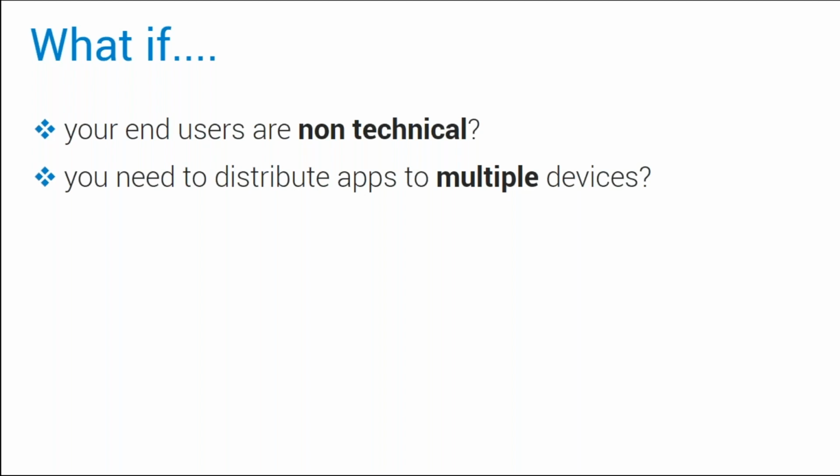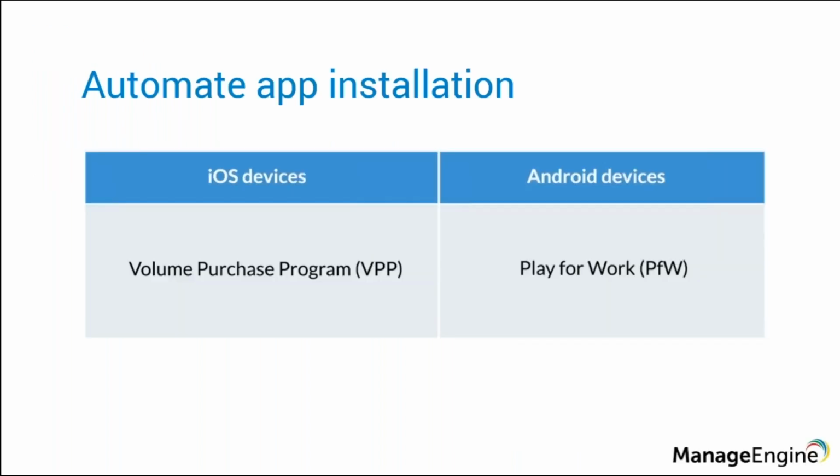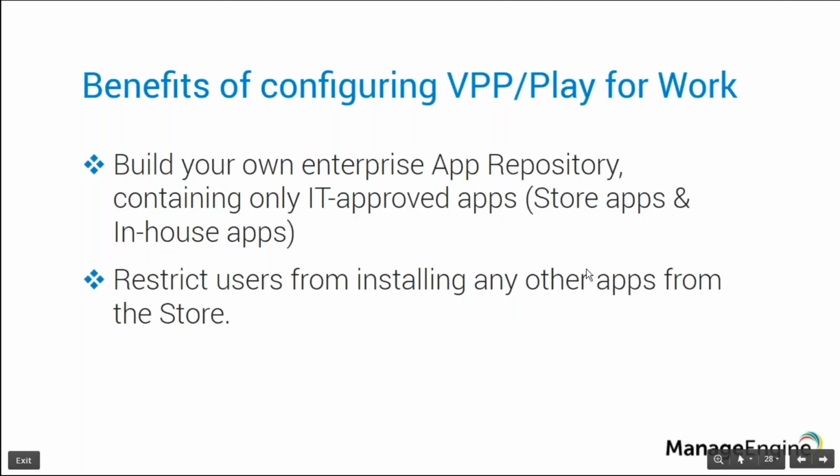Because if your end users are non-technical, they will find it a bit tedious to keep constantly verifying their iTunes credentials. To tackle such a scenario, MDM has a couple of automatic app installation processes. In case of iOS devices, you can make use of the volume purchase program, and in case of Android devices, you can make use of the Play for Work program.